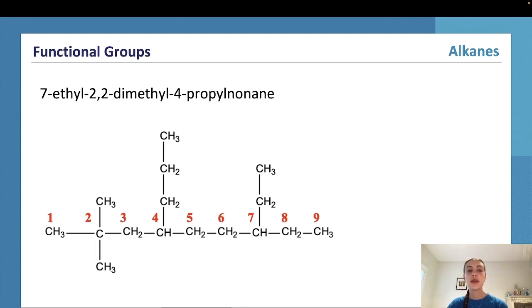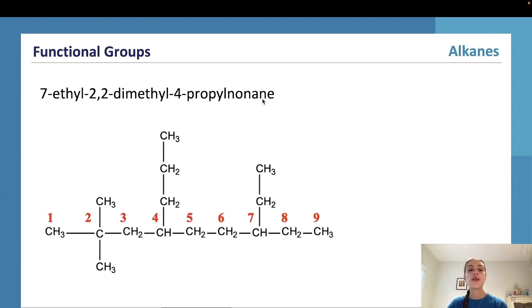So the next one we're going to look at looks very, very complex when you first look at it, but when you break down the naming of this one, it's actually a lot simpler than it first appears to be. What we can see here is that we've got a molecule which is named as 7-ethyl 2,2-dimethyl 4-propylnonane.